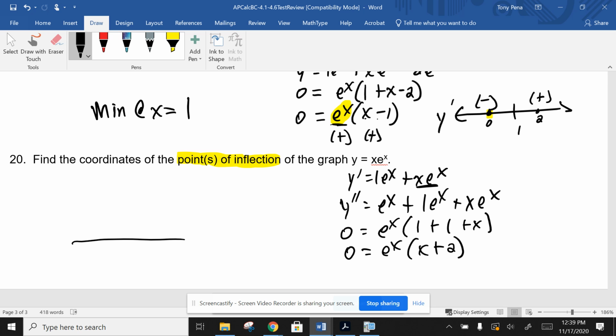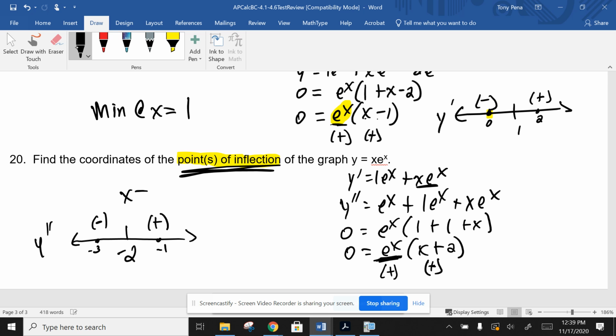Here's where it's really important to know that e to the x is always positive, because when we now go to test this negative 2, you have to plug in a -3. And you have to understand that even though I'm plugging in a negative x into this factor, it doesn't matter. That exponential function will always spit out a positive number. And then the -3 plus a 2 is definitely negative. So overall, that interval is negative. We plug in a -1, always positive. -1 plus 2 is now positive. So this is positive. So we have a point of inflection at x equals -2.